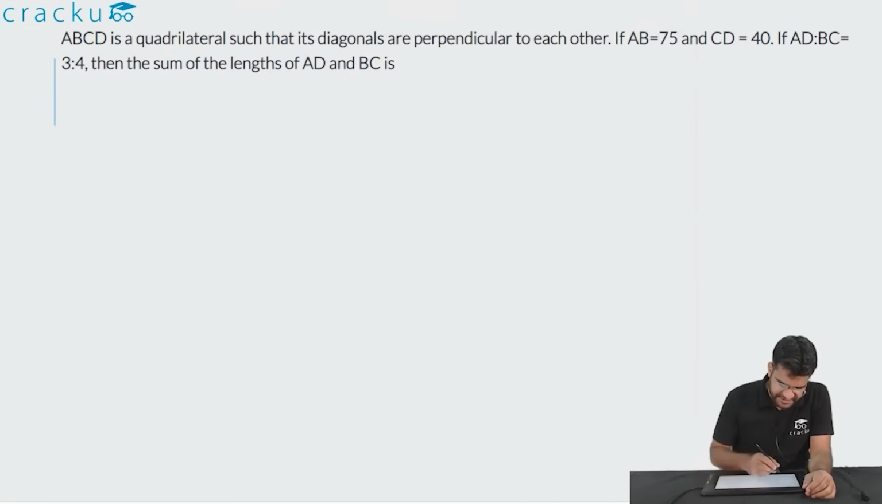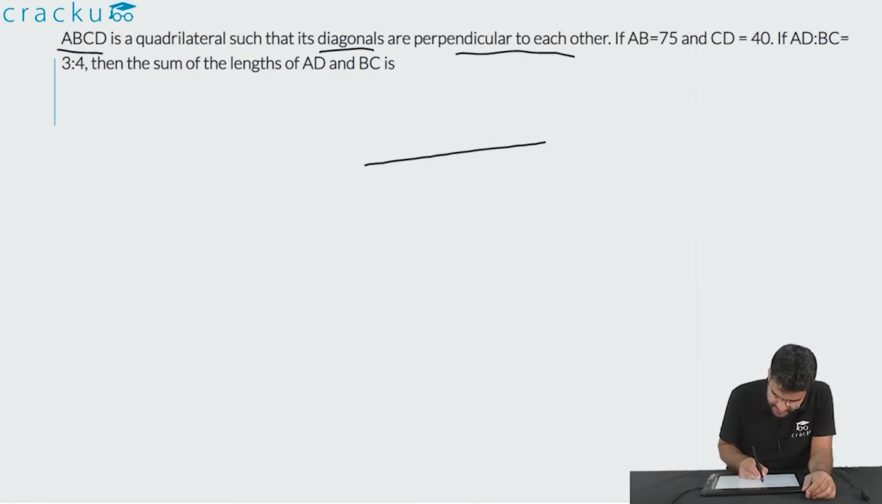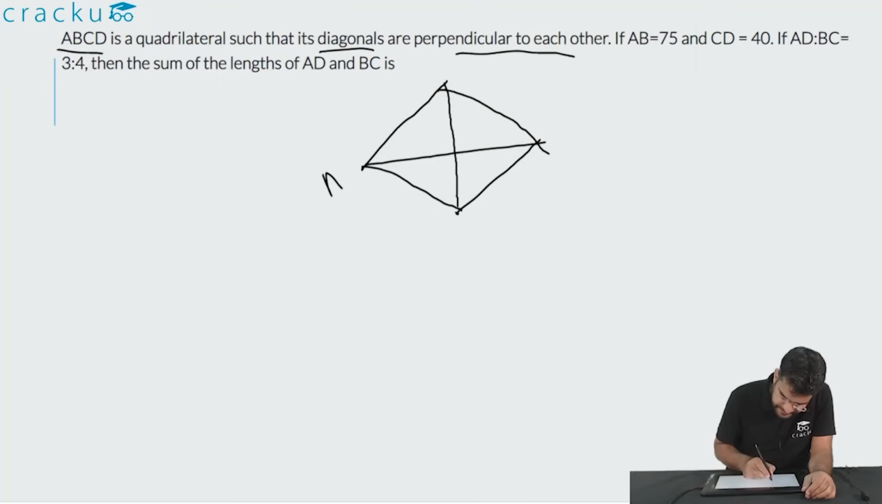In this question, it is given that ABCD is a quadrilateral and its diagonals are perpendicular to each other. Let us first draw the diagonal, so this is ABCD. AB is given as 75, so this is 75. CD is given as 40, so this is 40.